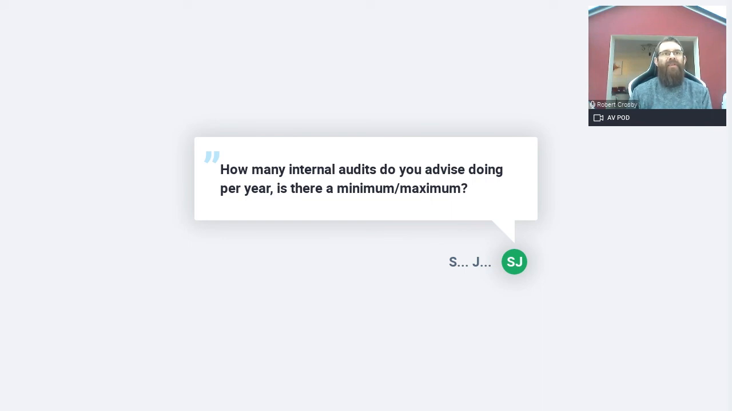So the minimum is cover all the elements of the standard, and how many audits you want to do and document. As long as it covers all aspects of the standard, you can repeat those audits as often as you like.